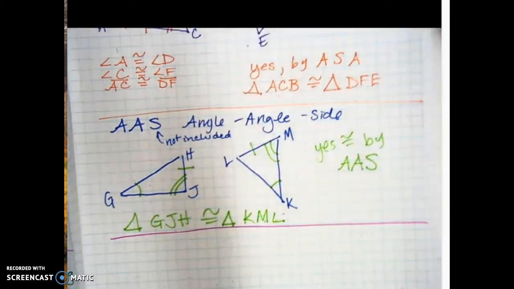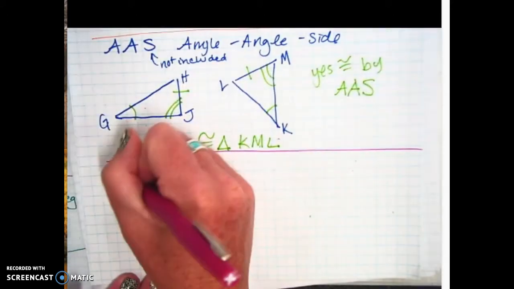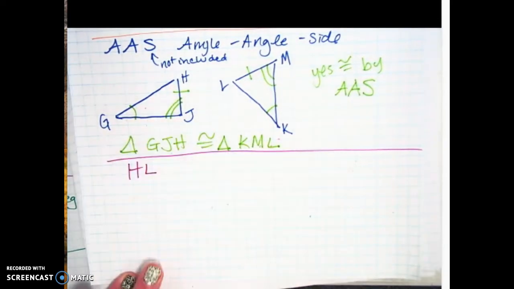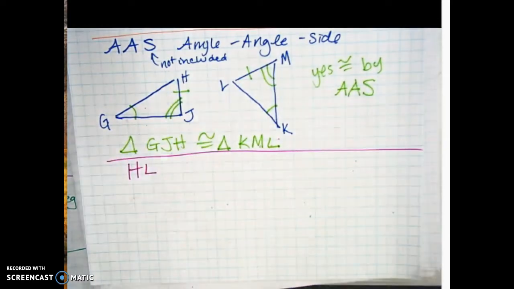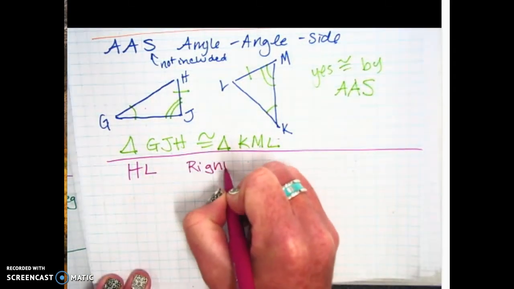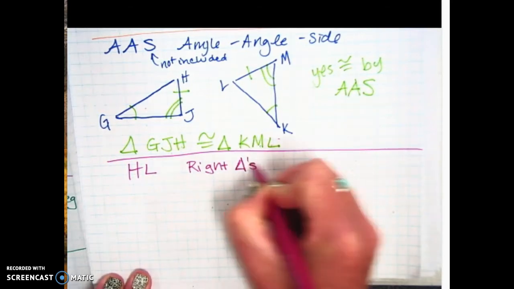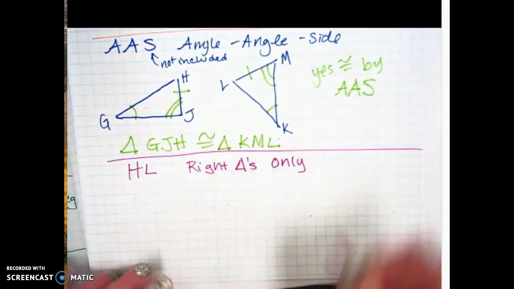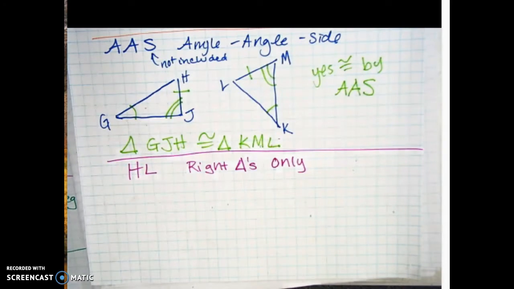All right, next box says HL. HL is our special one. It's for a special kind of triangle. Remember the first lesson of this chapter, we talked about classifying triangles. One of the special triangle classifications was a right triangle. So this works on right triangles only. If it's any other kind of triangle, it won't work, okay?